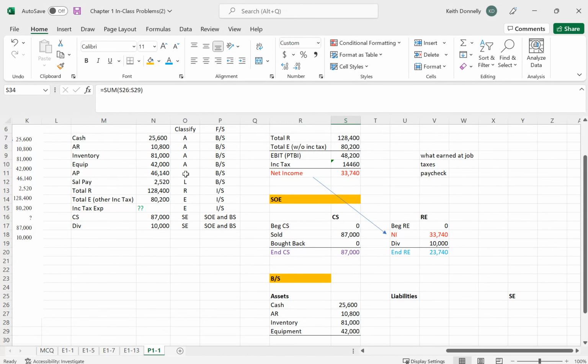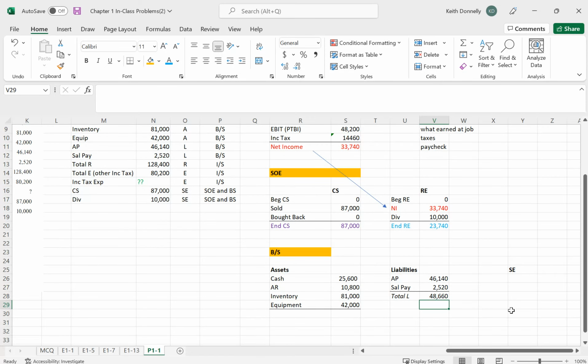Next, let's look at our liabilities. Again, these ones we can snag right from over here. We have two different liabilities. It looks like we have accounts payable and we have salaries payable. So in this case, our total liabilities are going to be the combo of this plus that, 48,660.